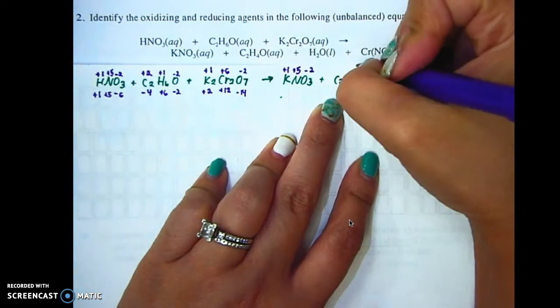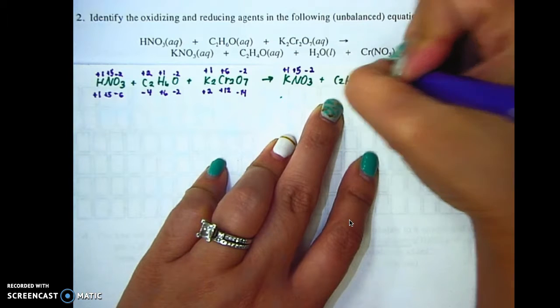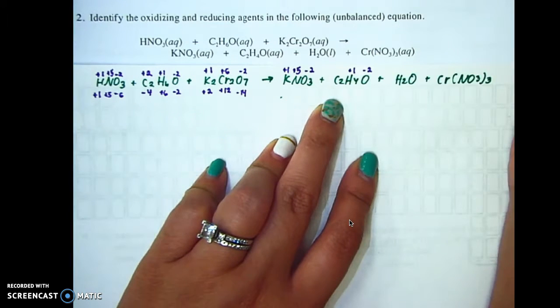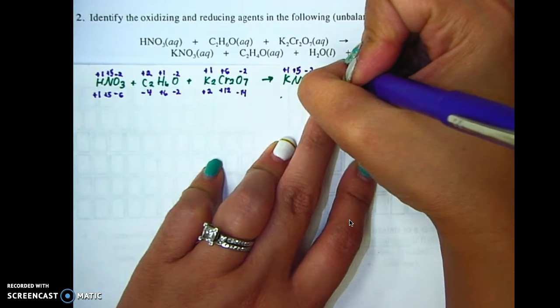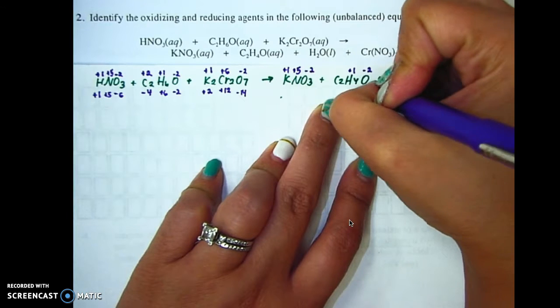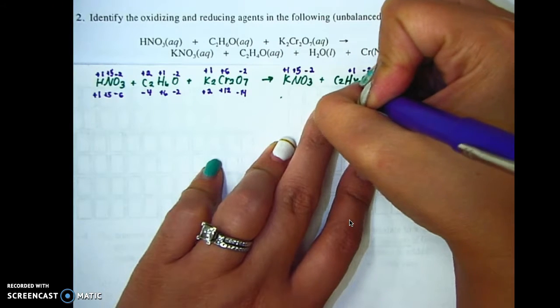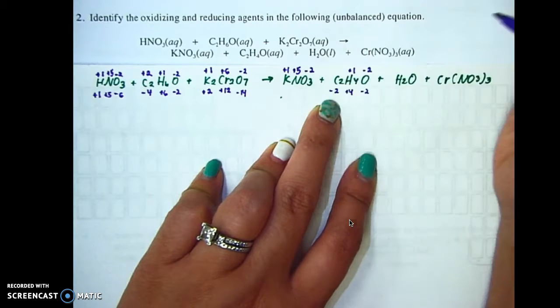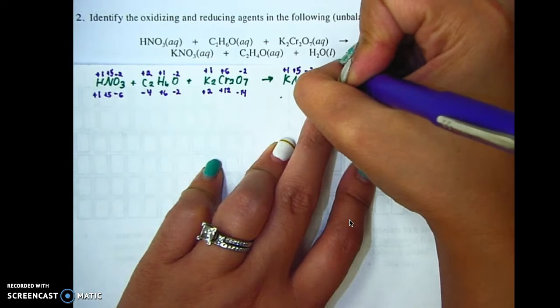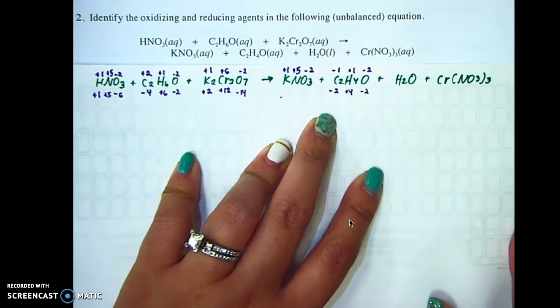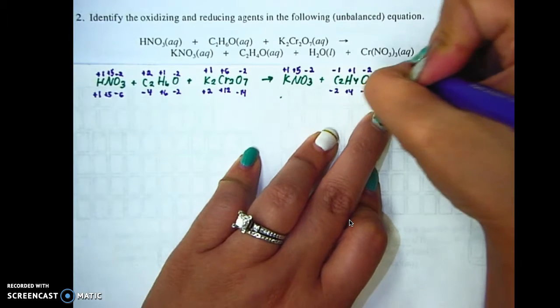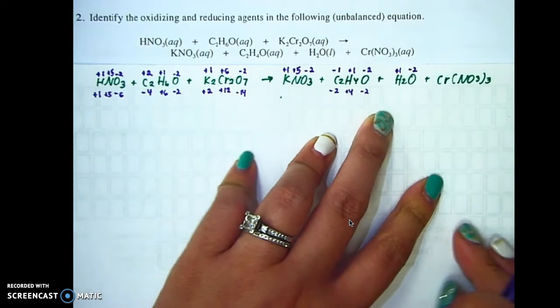Carbon here is going to be -2 for the oxygen, +1 for each hydrogen, and then because we have a total charge of -2, +4, we need a charge of -2 here. Each carbon is going to be -1. And then we have +1, -2 for the water.